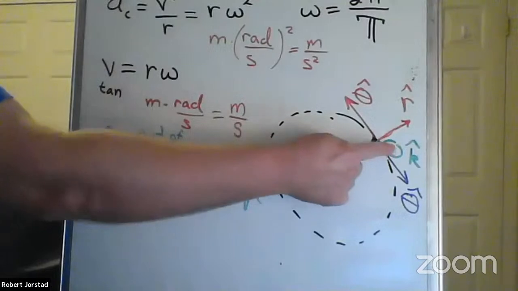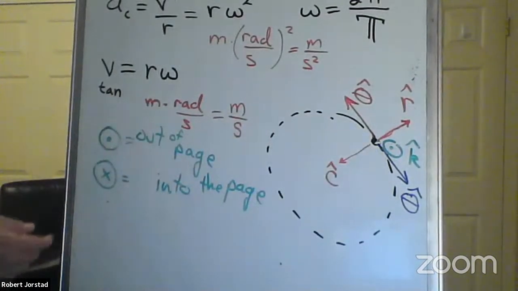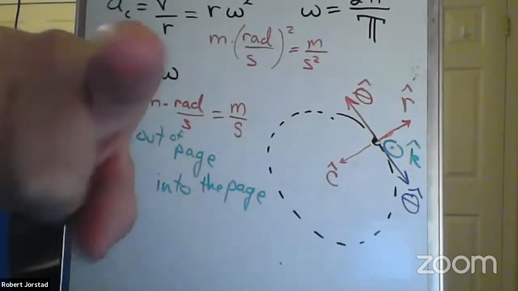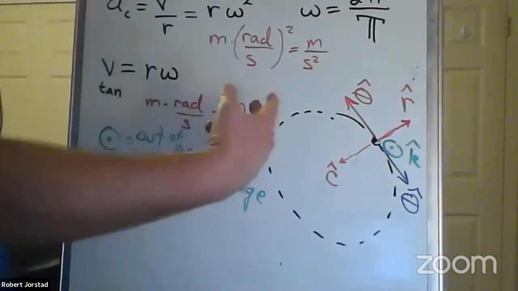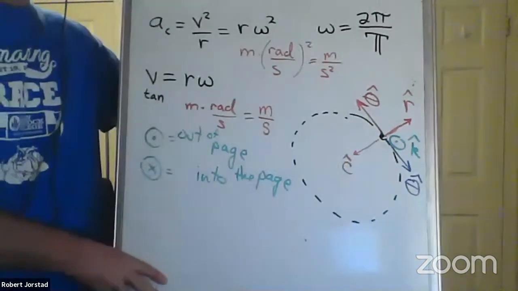All right. So I drew it correctly over here, but then I wrote the words into and out of incorrectly a minute ago. Now this is correct. Dot means out of the page, pointing out at you. X means feathers flying away. All right. So let's look at this one more way.